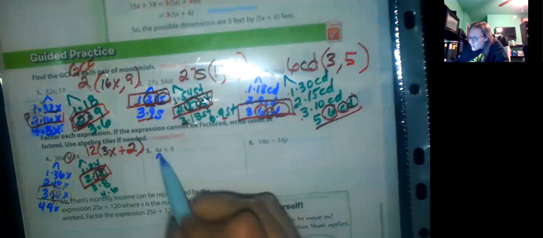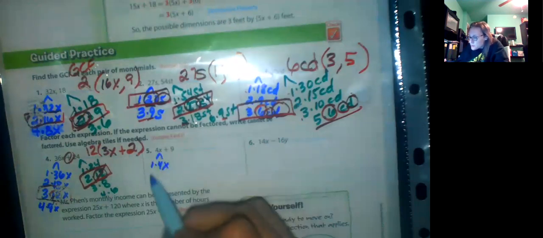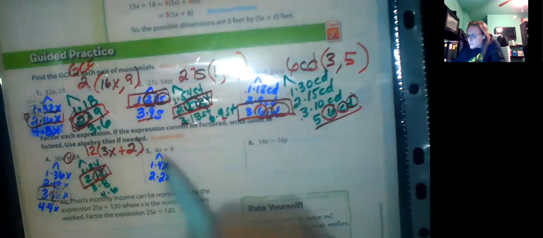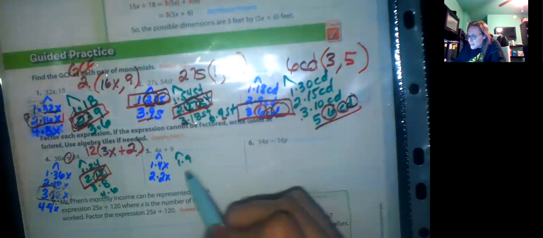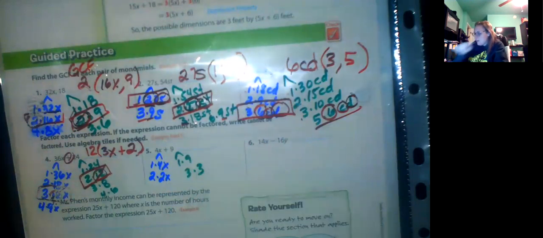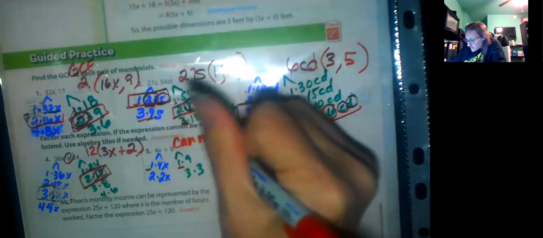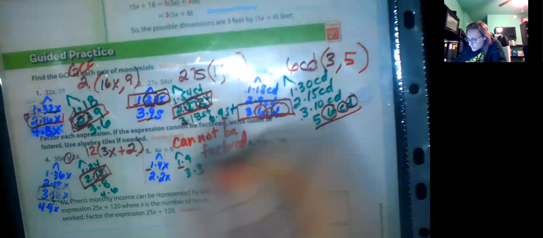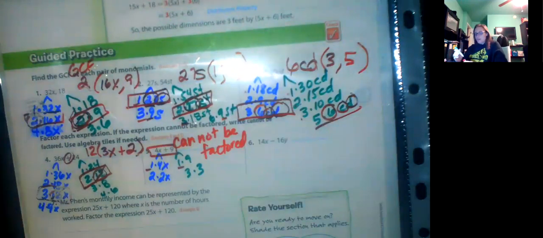Okay. 1 times 4x, 2 times 2x, 1 times 9, and 3 times 3. Okay, take a look. What numbers do they have in common? They only have a 1 in common. Does 1 change anything? No, it does not. So this cannot be factored. This would be your answer. You cannot do anything else with it.